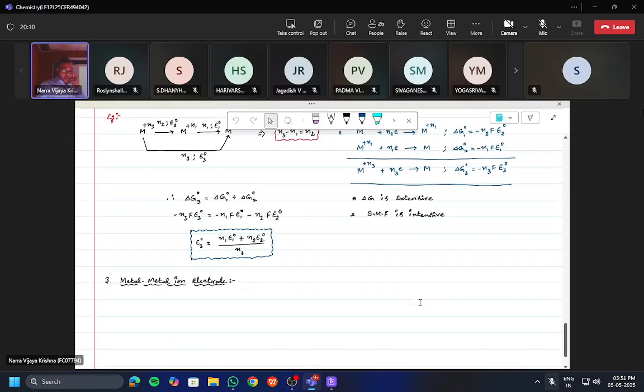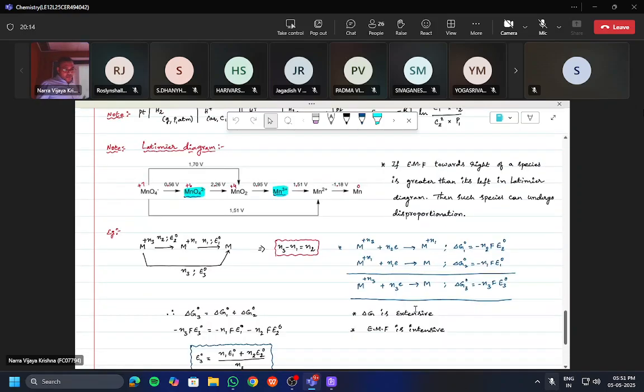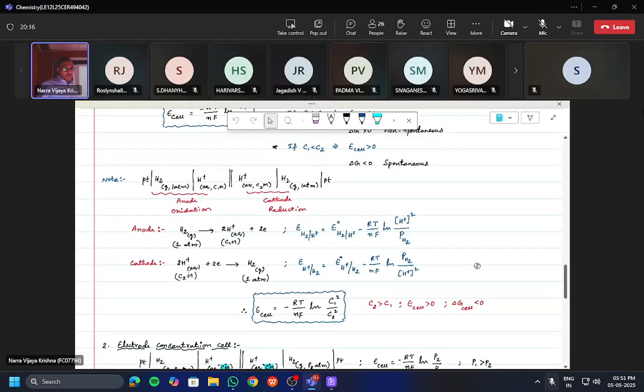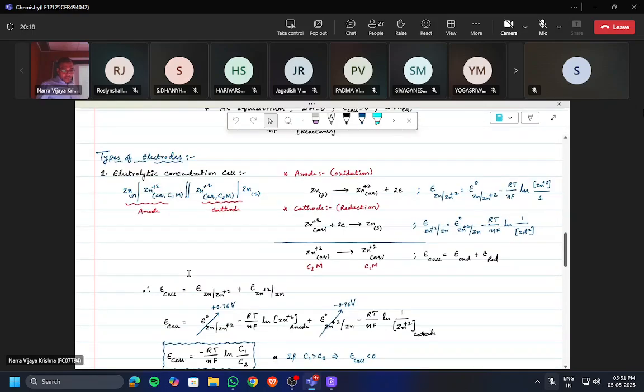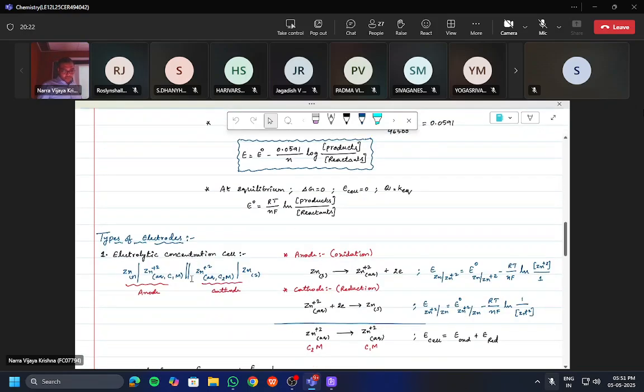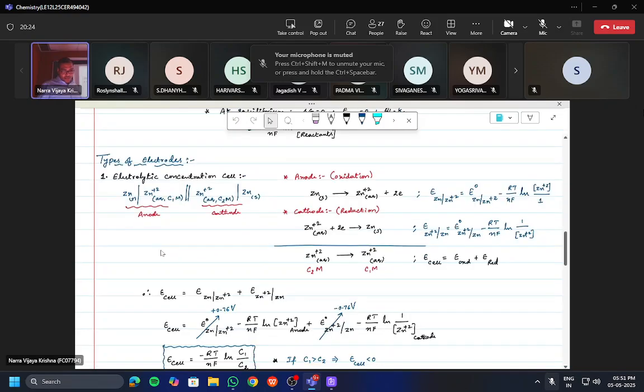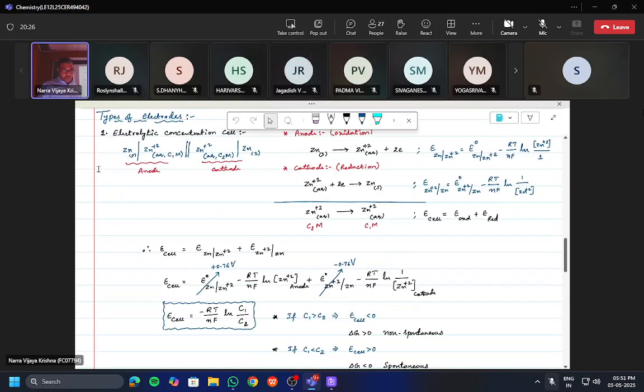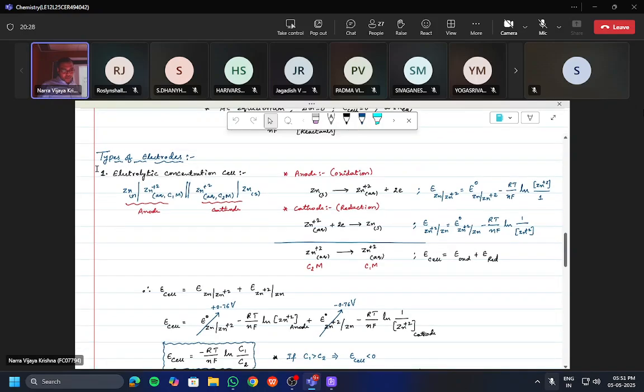We are discussing types of electrodes, right? Types of concentration cells we have done. Nernst equation done or not? Nernst equation is also done. Types of electrodes we need to see, in the electrolytic concentration cell.